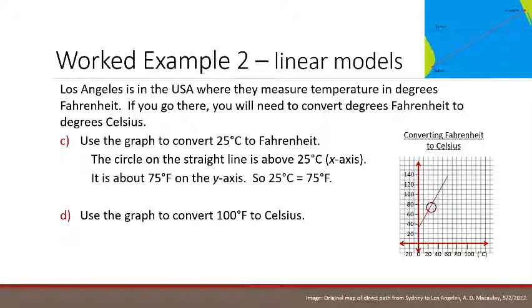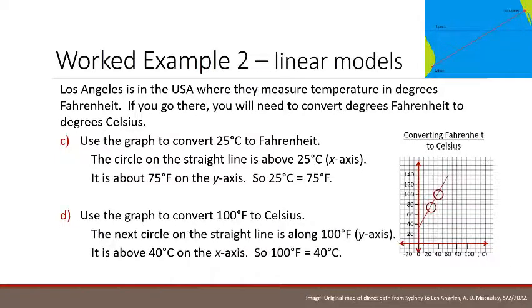Part D, use the graph to convert 100 degrees Fahrenheit to Celsius. Again, we're going to circle a point on the line, but this time it's going to be next to the 100 degrees Fahrenheit. The circle is there, and the circle is on the straight line. It's along from the 100 degrees Fahrenheit. And then we look at that circle and say it is above the 40 degrees Celsius on the x-axis. So 100 degrees Fahrenheit equals 40 degrees Celsius.